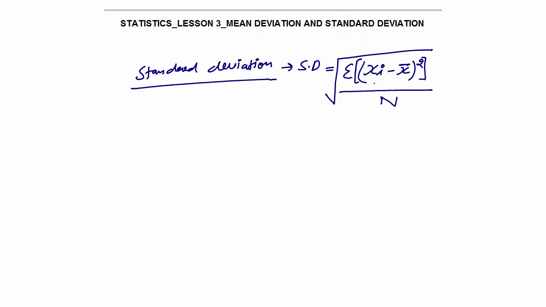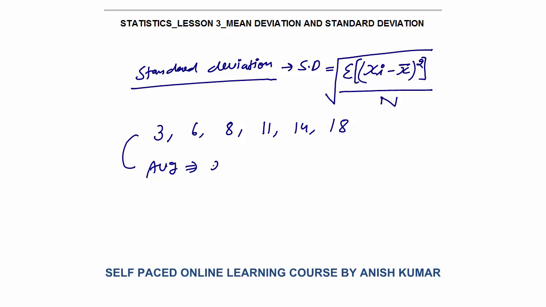Next is standard deviation. Standard deviation uses xi minus x bar: you subtract the average from each number, then square it, then add, and divide by n. That will be your standard deviation. For example, to calculate the standard deviation of 3, 6, 8, 11, 14 and 18, first I will find the average, x bar. This is 3 plus 6 is 9, plus 8 is 17, plus 11 is 28, plus 14 is 42, plus 18 is 60, divided by 6. So the average is 10 in this case.